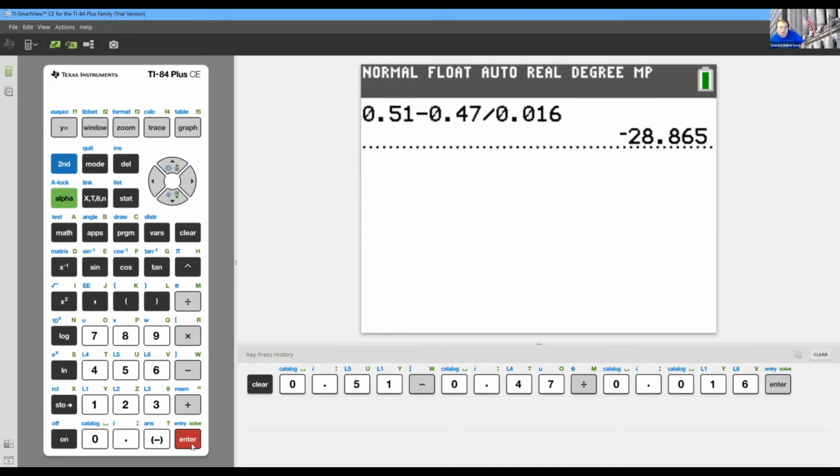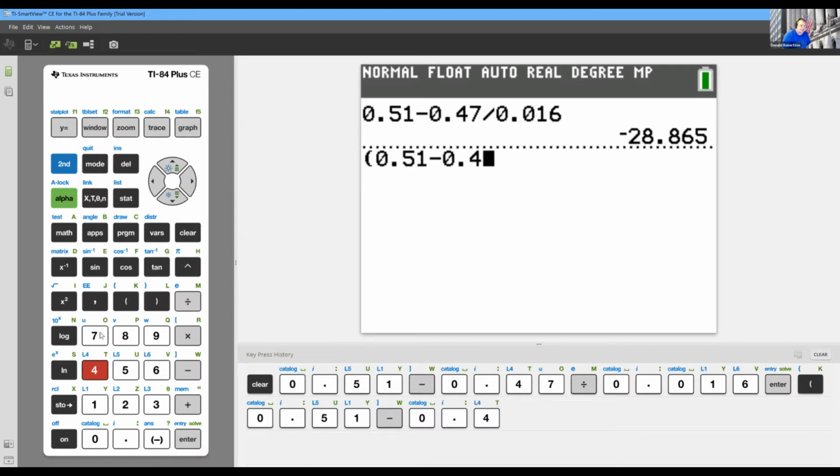Where have I gone wrong? Because that's definitely the wrong answer. The 0.016 part? No. Nope. Try. Yeah, you did. Thank you for trying. Parentheses around the top part? Yeah. You need to do the top guy with parentheses, or as I call them, brackets.